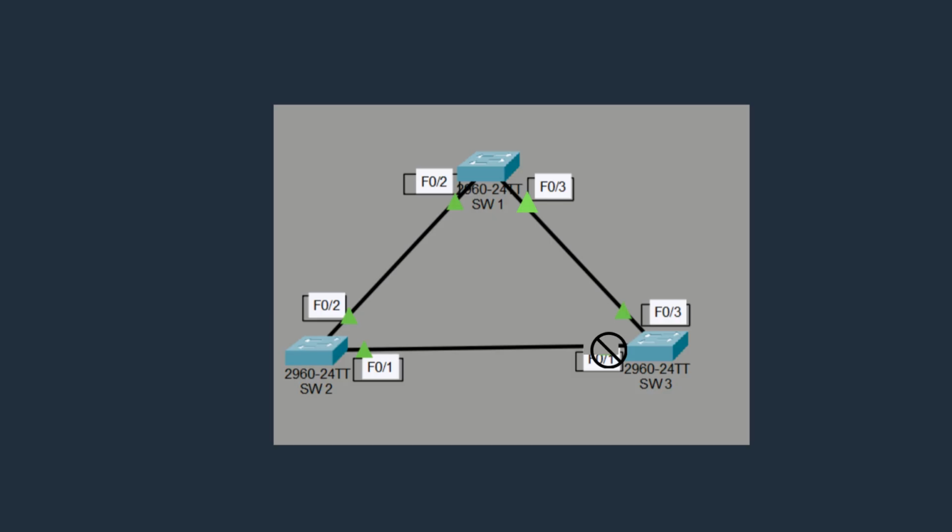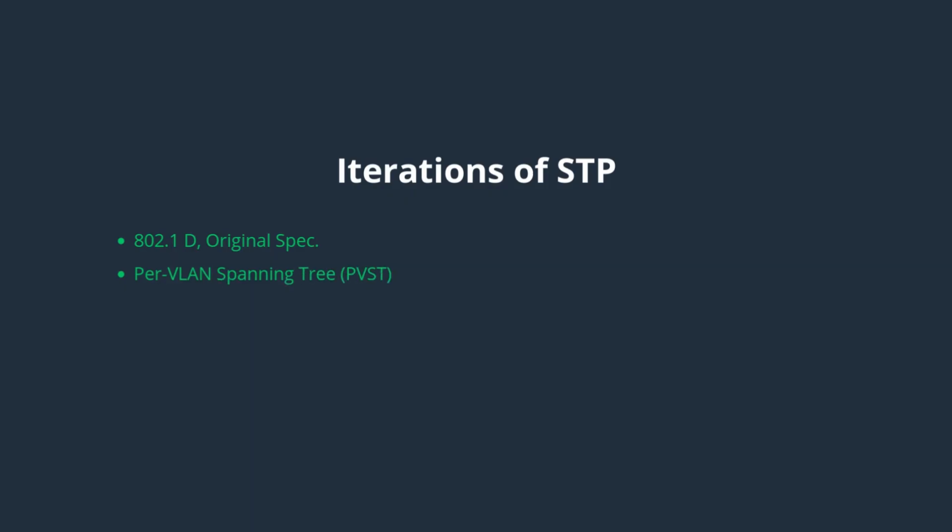Now, STP isn't just one protocol. It's evolved over the years. Let me walk you through the family tree. We started with 802.1d, the original specification that laid the foundation. Then came PVST, per VLAN spanning tree, a Cisco enhancement that runs a separate spanning tree instance for each VLAN.